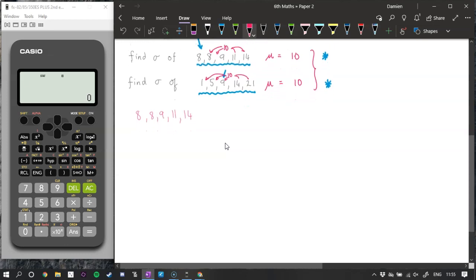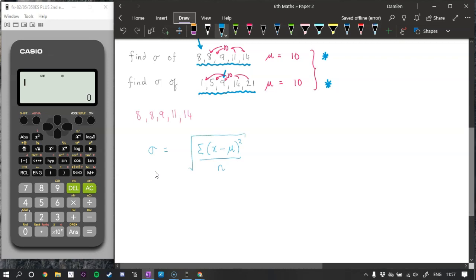So I'm going to take just one of these examples: 8, 8, 9, 11, 14. So let's start with our standard deviation formula. Sigma is going to be equal to the sum of the x's minus the x bars, or the mu's, which is your averages. You've got to square that, all divided by n, which is how many numbers you have, and of course it's the square root of all of that.